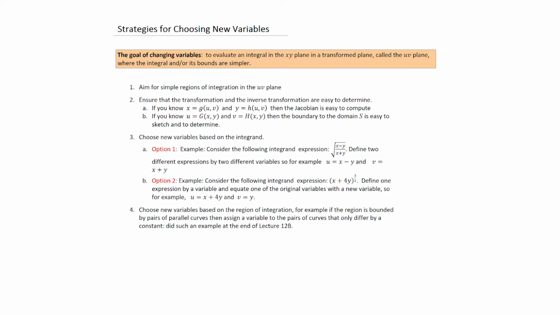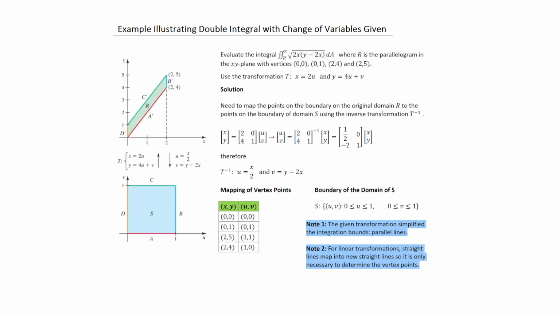And the fourth thing is to choose new variables based on the region of integration. For example, if the region is bounded by pairs of parallel curves, then assign a variable to the pair of curves that only differ by a constant. We actually did such an example for the 3D case at the end of Lecture 12b, and I alluded to the fact that we'll be discussing techniques in this lecture, that is Lecture 13. All right, so let's go through the various cases.